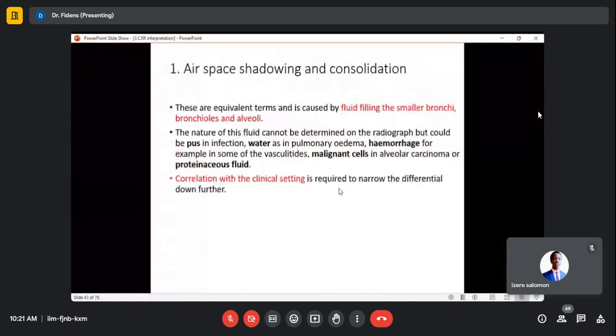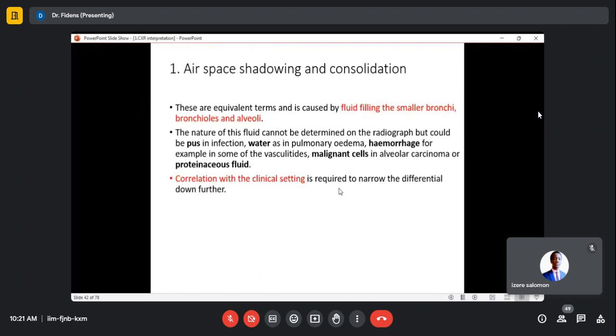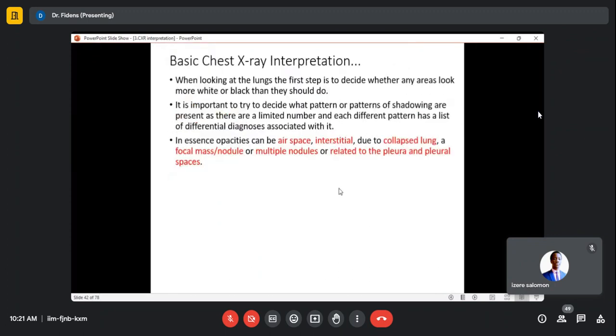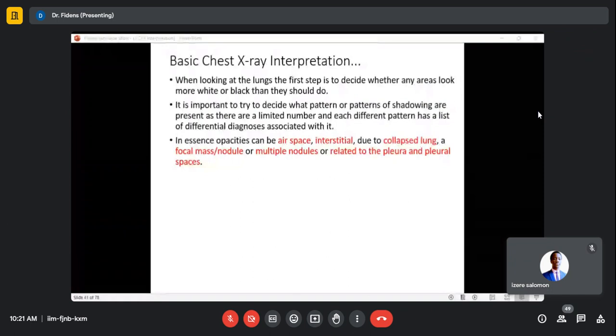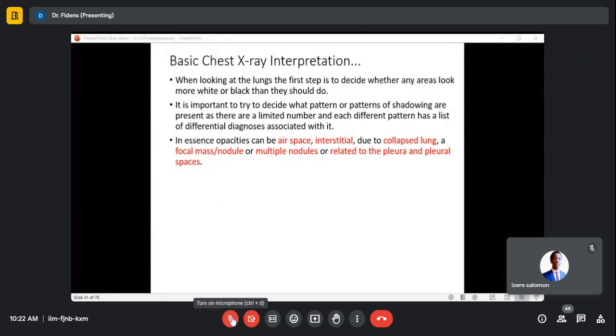So for airspace shadowing or consolidation, we said the difference between alveolar opacity and consolidation. Okay, who can tell me? What is the consolidation according to what I said last time? Tell me what is the consolidation?